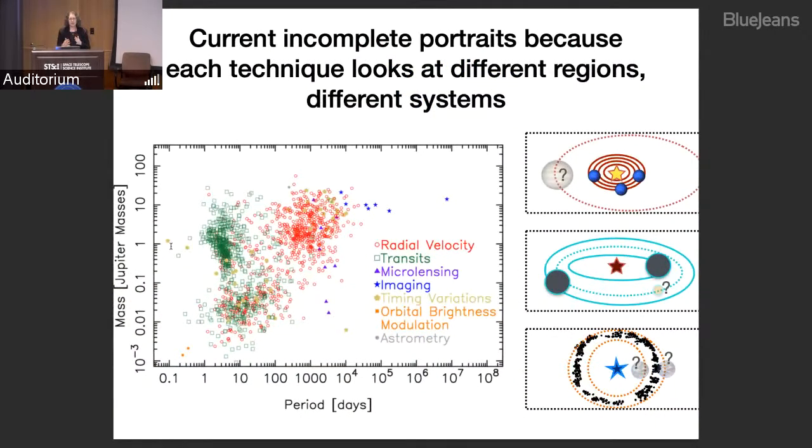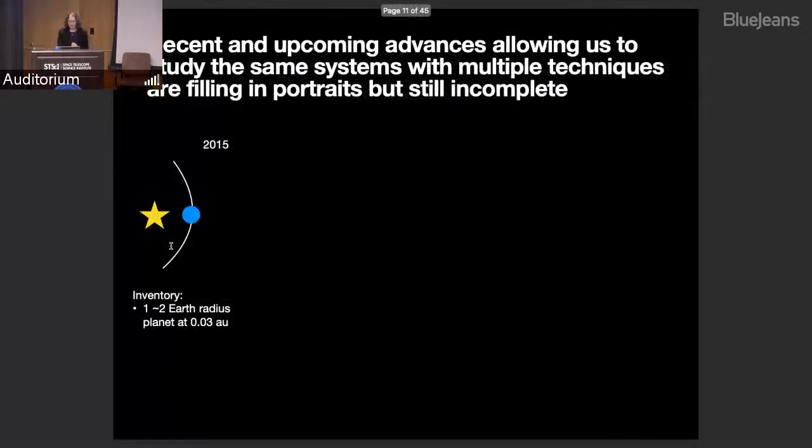Right now, our family portraits of exoplanet systems are very incomplete because each discovery technique is looking at different regions and at different systems. So we might know about the compact inner planets in one system, the eccentric gas giant planets in another system, and just the debris belt in a third system. And recent and upcoming surveys are allowing us to look at the same systems with multiple techniques and are helping fill in the portrait, but are still incomplete.